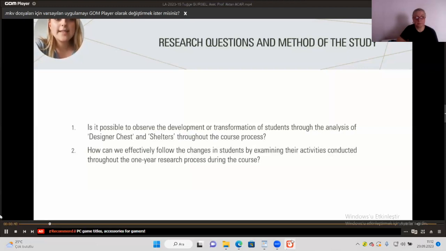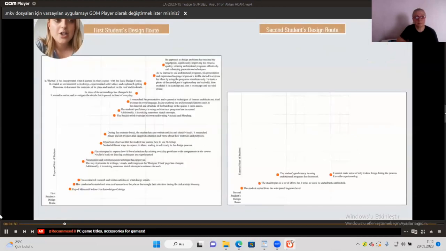Designer chests serve as a logbook for students to document reflections and store information for future review. The study draws from educational theories like Piaget, Vygotsky, and Dewey, emphasizing the influence of preparedness, prior experiences, and the social environment on learning. The findings reveal individual trajectories and common reactions among students, shedding light on the dynamic nature of learning in design education.